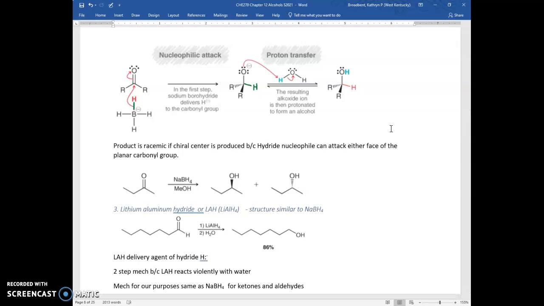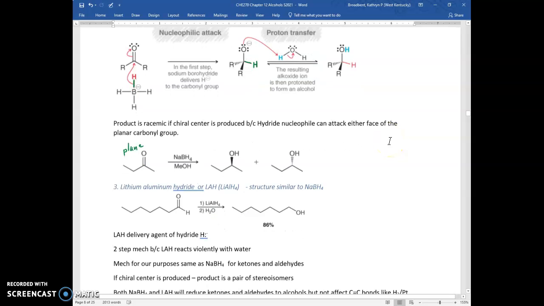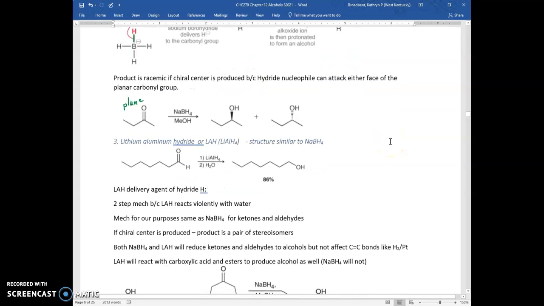either face of the planar carbonyl group. This is a plane. And so it can attack the front or it can attack the back, and so you get both enantiomers. Another option for reduction is lithium aluminum hydride.